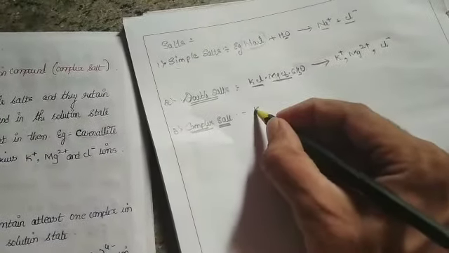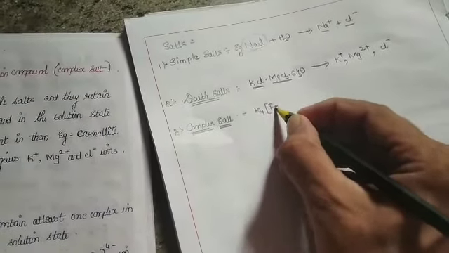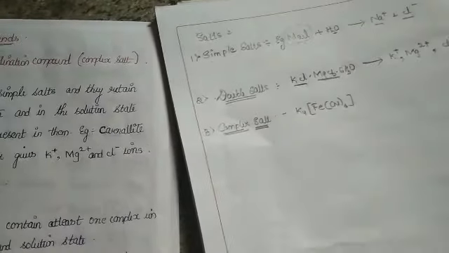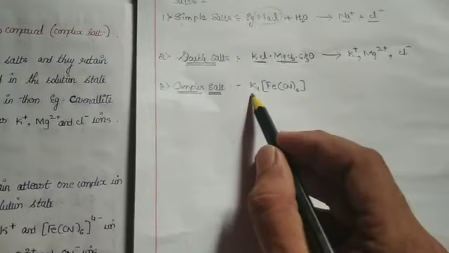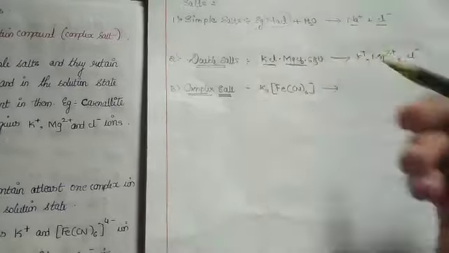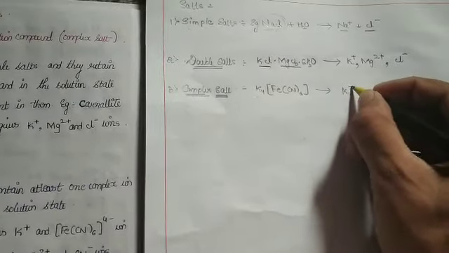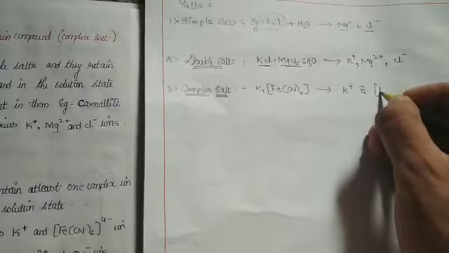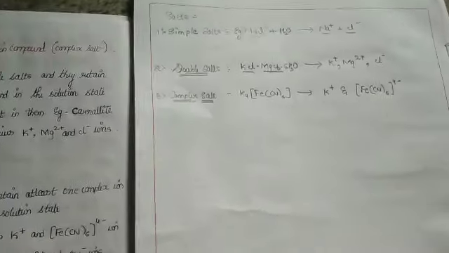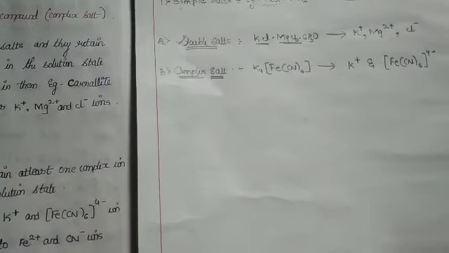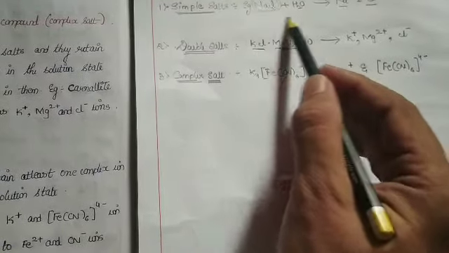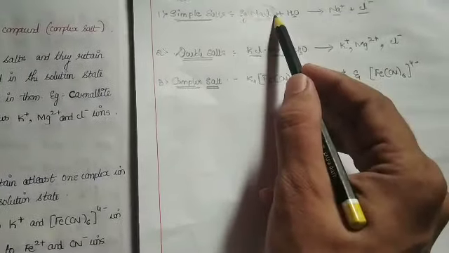For example, if I take K4[Fe(CN)6], we are going to see how to name this, but just for a while take this as an example, K4[Fe(CN)6]. When you dissolve this in water, you get K+ and [Fe(CN)6]4-. Can you notice what the change is? In simple salt we saw that the salt gives complete ions, Na+ and Cl-.